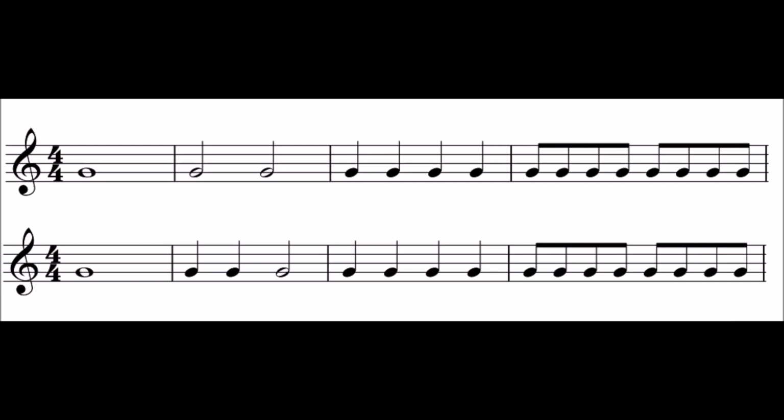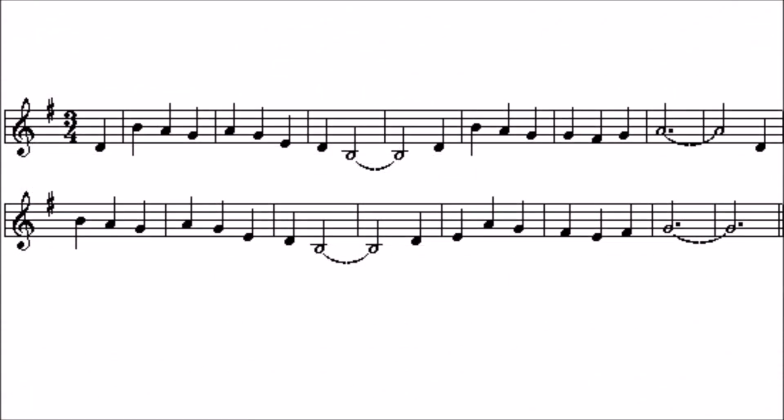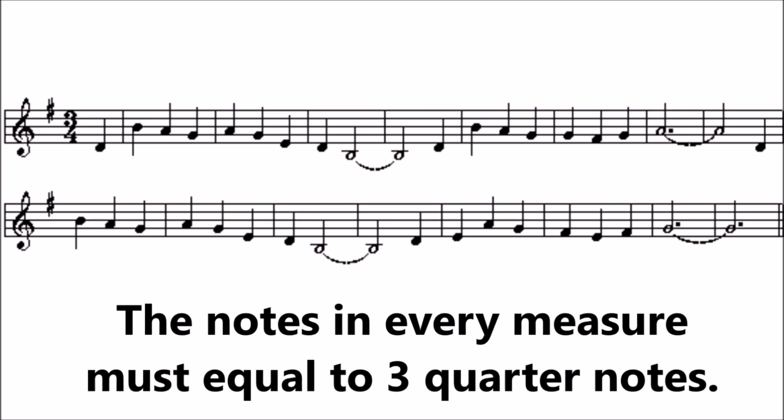No matter what the time signature is, the notes in every measure must equal the number of beats in the measure. For example, in a 3/4 time signature, you can have any combination of notes as long as they add up to 3 quarter notes.